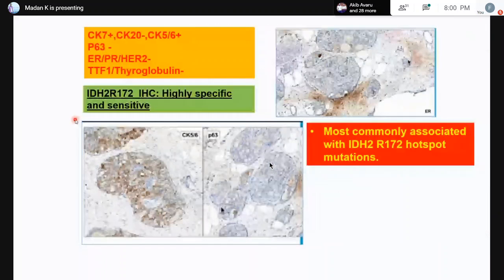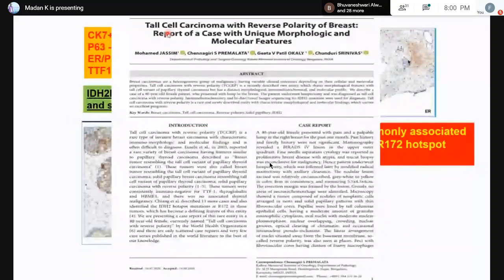This is one recent case report published on tonsil carcinoma with reverse polarity. This is from Kidwai Memorial Institute of Oncology, Bangalore.